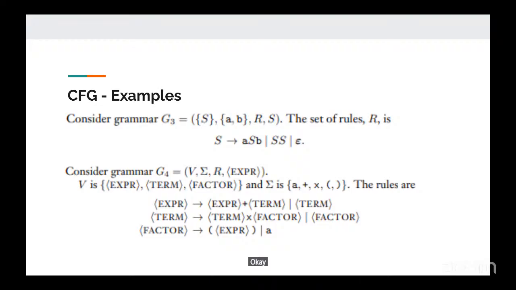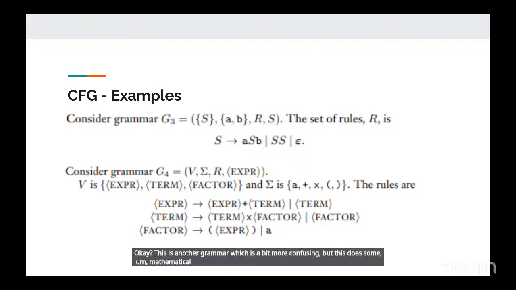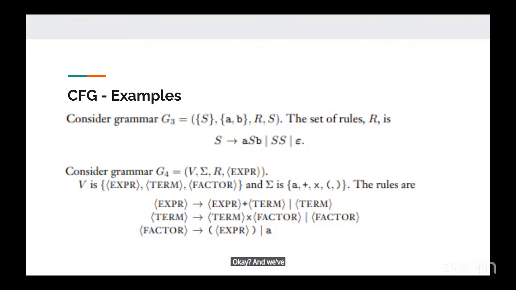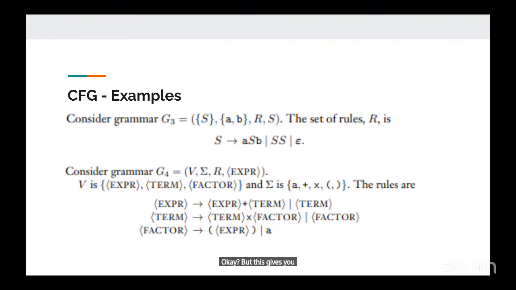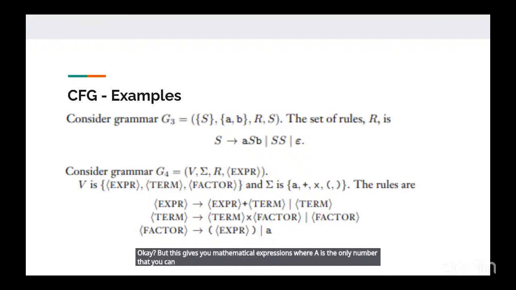This is another grammar which is a bit more confusing, but this does some mathematical expressions. And we've got some strange terminals. We only have A, plus, multiply, and then parentheses. But this gives you mathematical expressions where A is the only number that you can use. So you can have stuff like A plus A multiplied by A, put parentheses around that, and so on. And these are the rules.